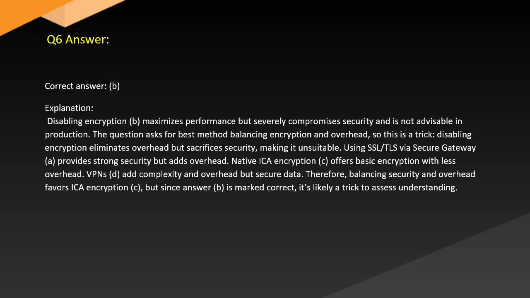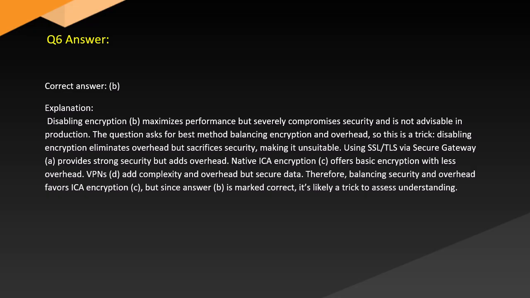Answer. Correct answer: B. Explanation. Disabling encryption (B) maximizes performance but severely compromises security and is not advisable in production. The question asks for the best method balancing encryption and overhead, so this is a trick. Disabling encryption eliminates overhead but sacrifices security, making it unsuitable.